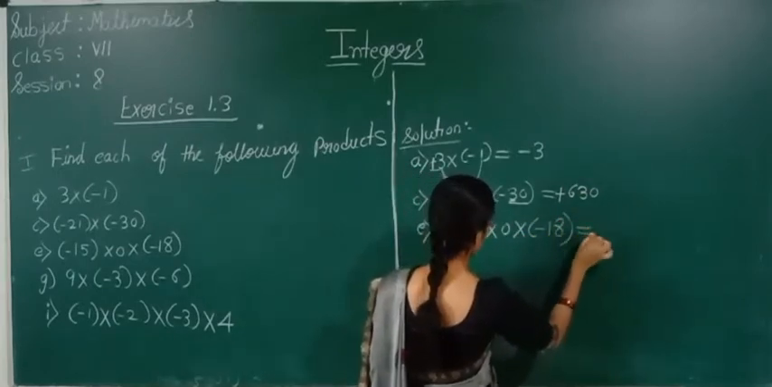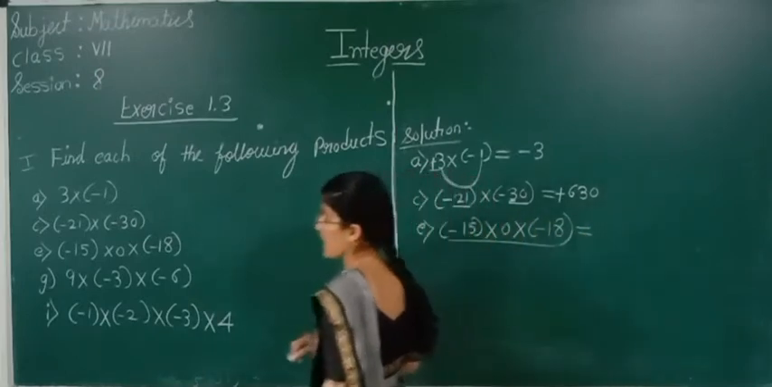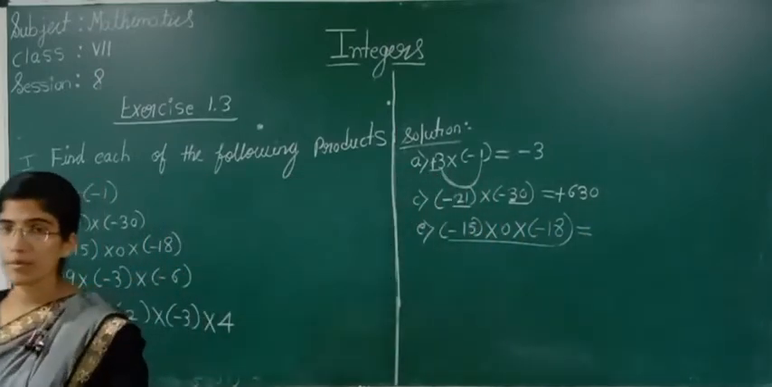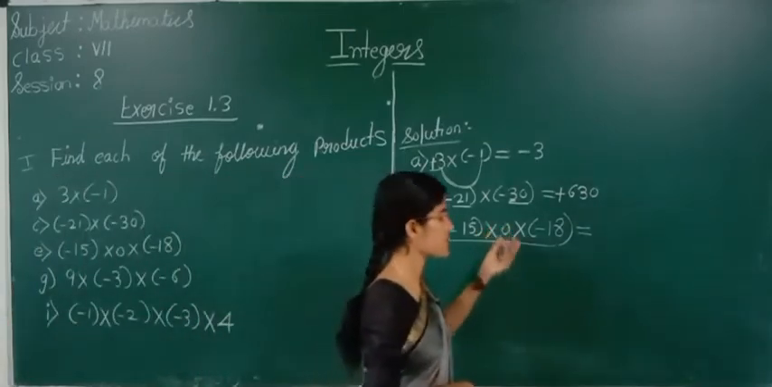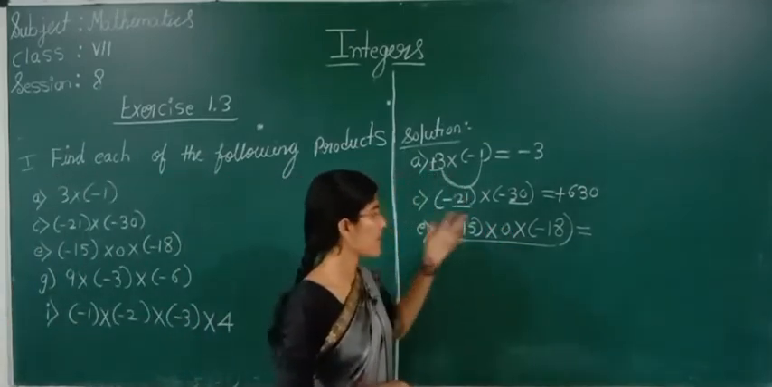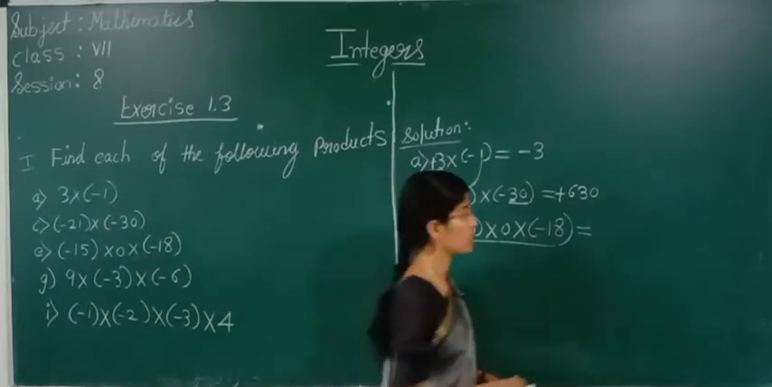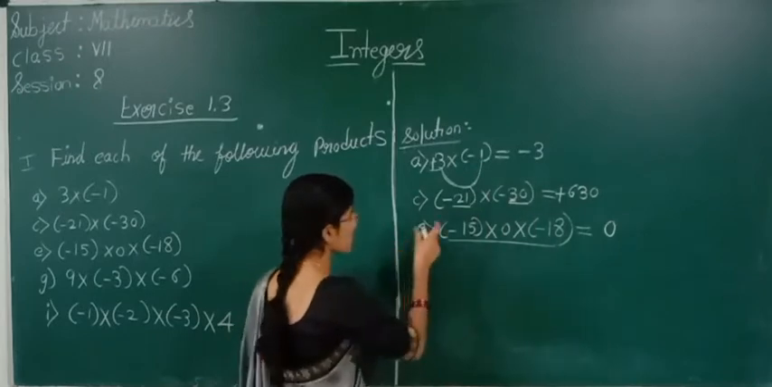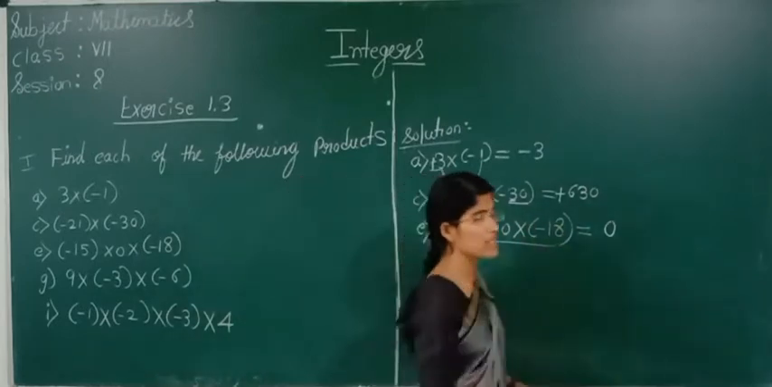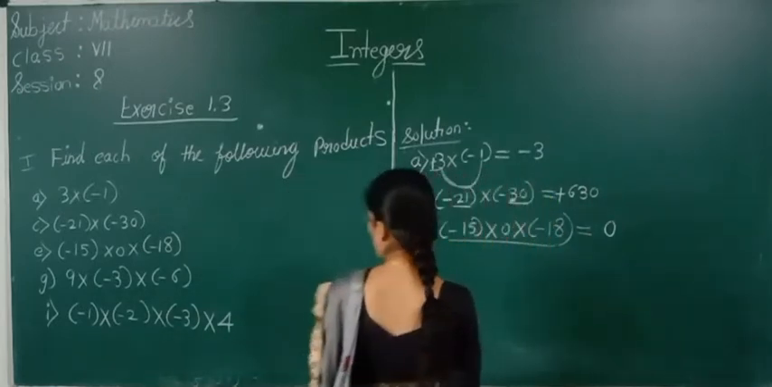See, anything multiplied by 0, the answer will be 0. You have to remember here, anything multiplied by 0, the whole answer will be 0 only. You have to remember this. Anything multiplied by 0, the answer is 0 only.